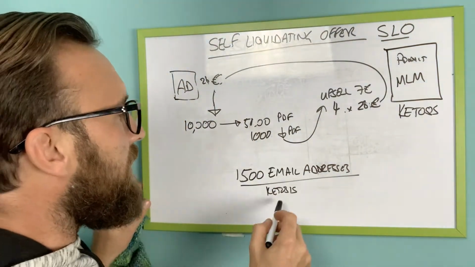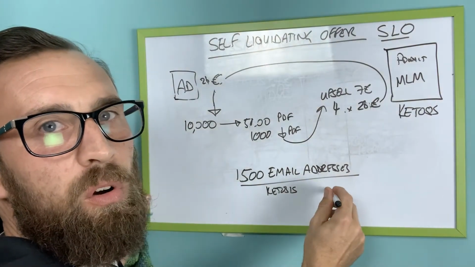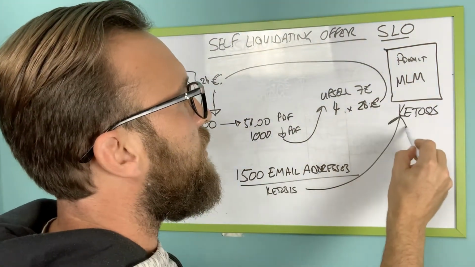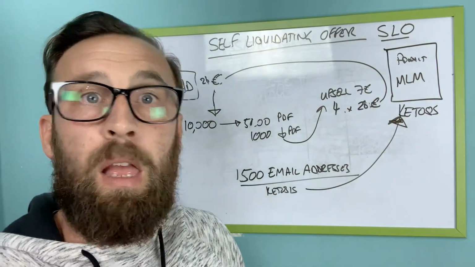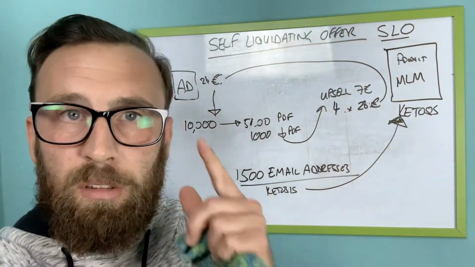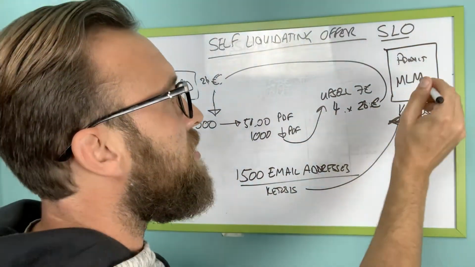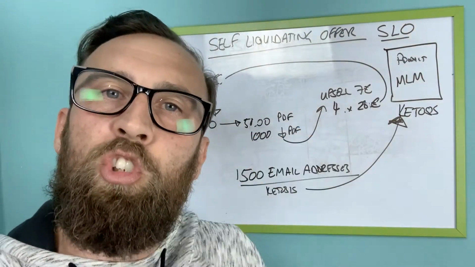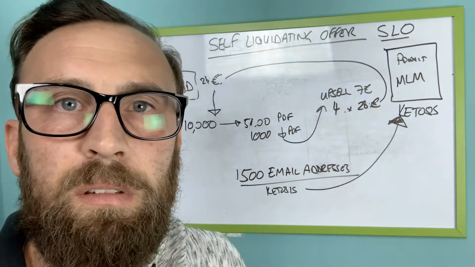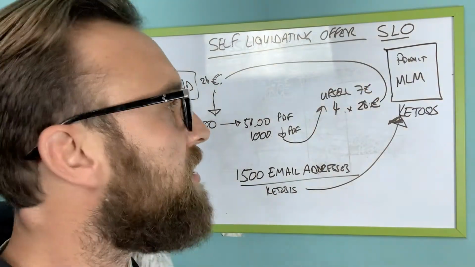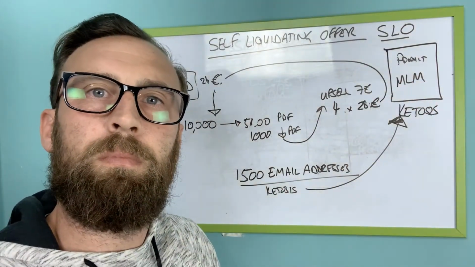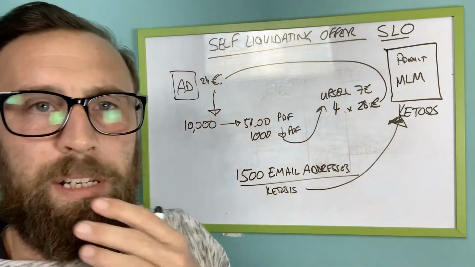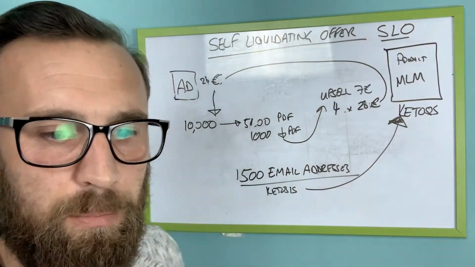Now, every time you do this, you are generating more and more leads who are potential customers for your MLM product. And as we know, your MLM product is not just the product, it's also the downline, because the people that are going to be interested in the product are people that you can pitch to join your downline. And if it's not an MLM product, it's still 1,500 email addresses that you can pitch your product to. Okay, so that's the basic idea of the self-liquidating offer. That's all it is. It's very, very simple.